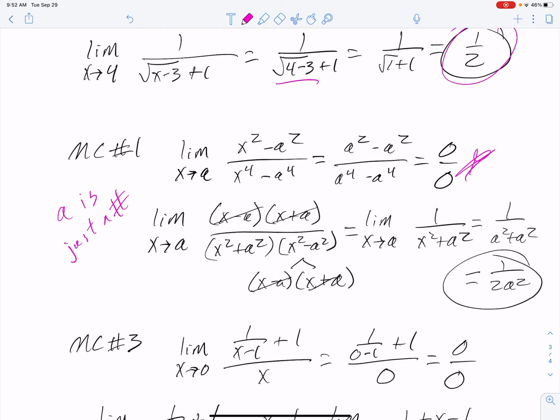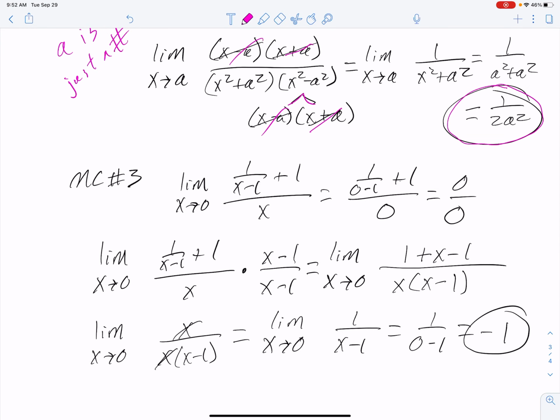Factor my numerator. My denominator is another difference of squares, but I can keep factoring it. I cancel my x plus a, my x minus a. Reapply my limit, and get 1 over 2a squared. And again, this idea that I got 0 over 0 means my limit will exist, but the point will not.